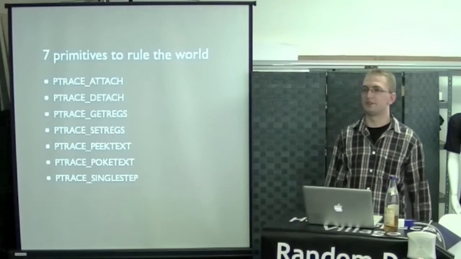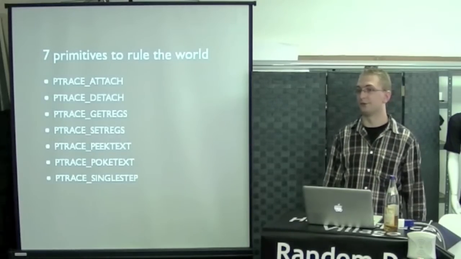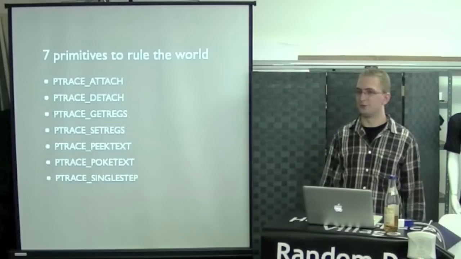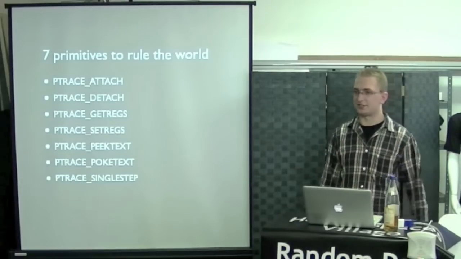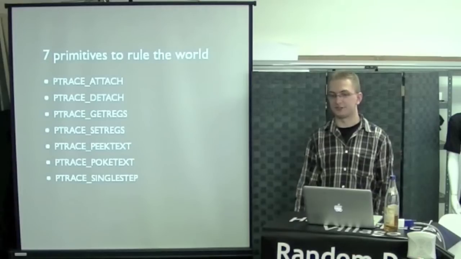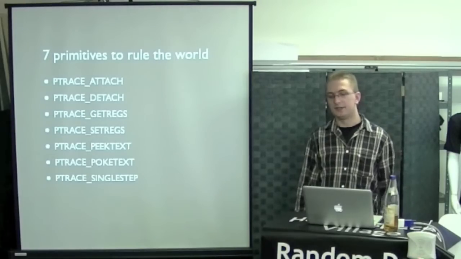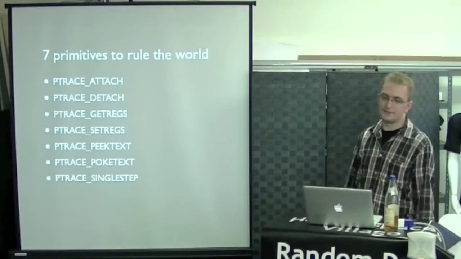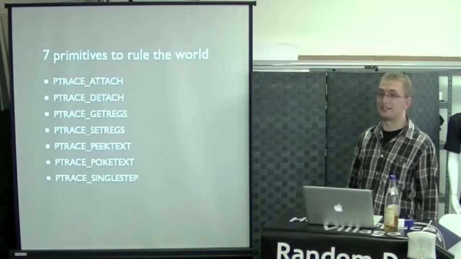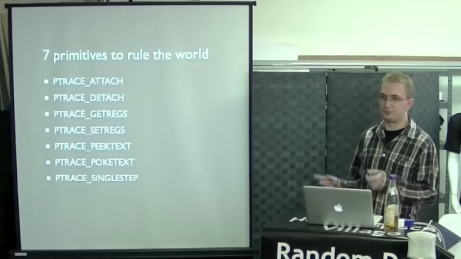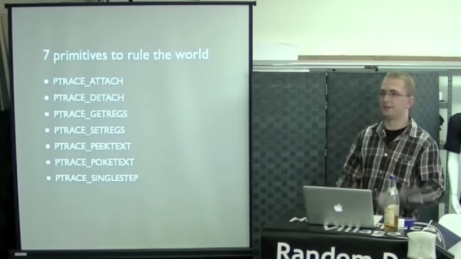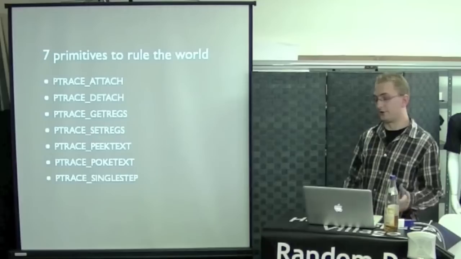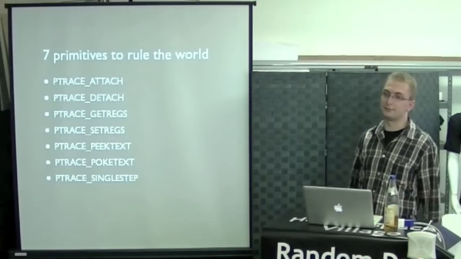So, ptrace has a bunch of primitives. I call those the 7 primitives to rule the world. It's not exactly true because there's more than 7 primitives in ptrace, but these are the ones you will be using most. So we have ptrace attach. This allows us to attach to a running process. We give it a process ID and it can attach to it. Then we have detach. Of course, when we're done infecting a process, we want to nicely clean up and detach from the program again. Then we have ptrace get regs, or get registers. What this does is get the current CPU context, including all the registers, and returns it as a nice structure to the application. Then we have ptrace set regs, or set registers, to change registers of a running program.